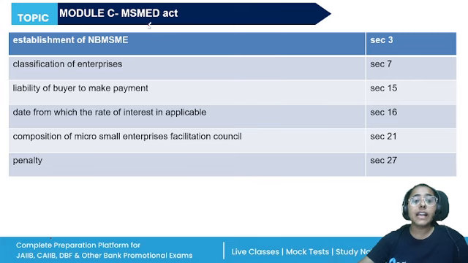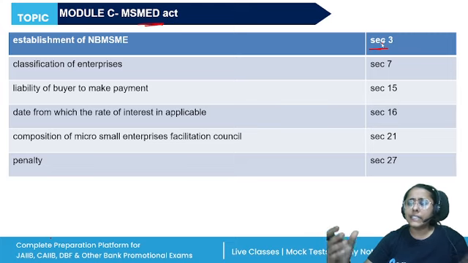Then next we have the MSMED Act. First, in this act, we have the definitions of micro, small and medium enterprises. The revised definitions given in 2020 are also important, according to the investment and turnover. Now we have section 3. Under this act, an advisory committee is formed and the National Board for Micro, Small and Medium Enterprises is also formed under section 3.